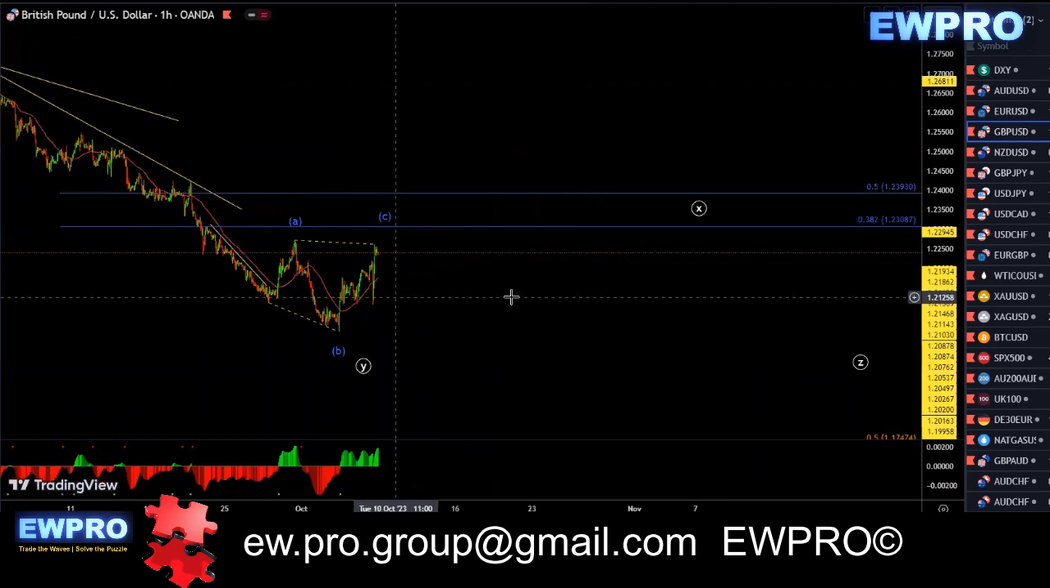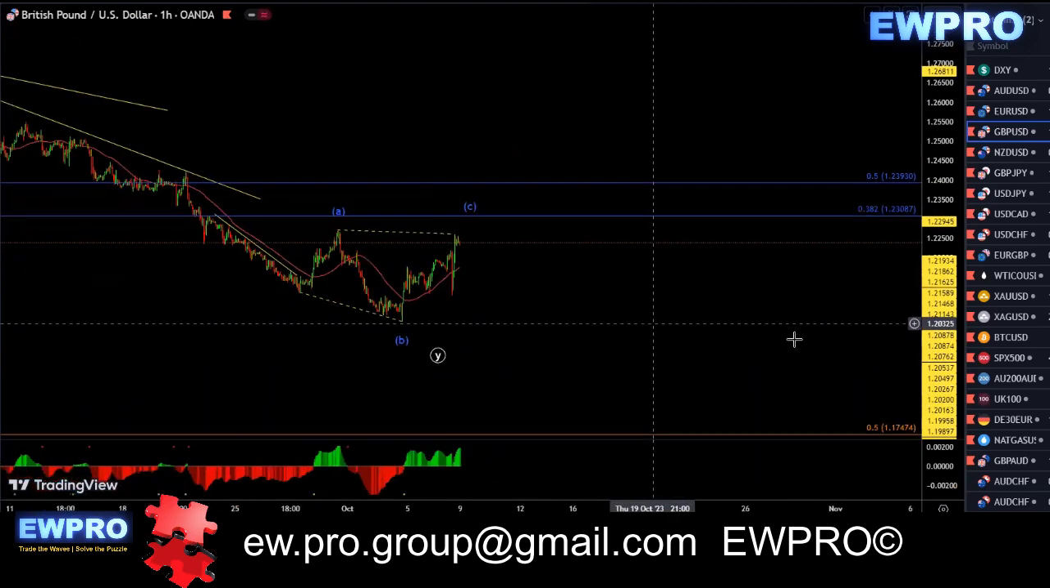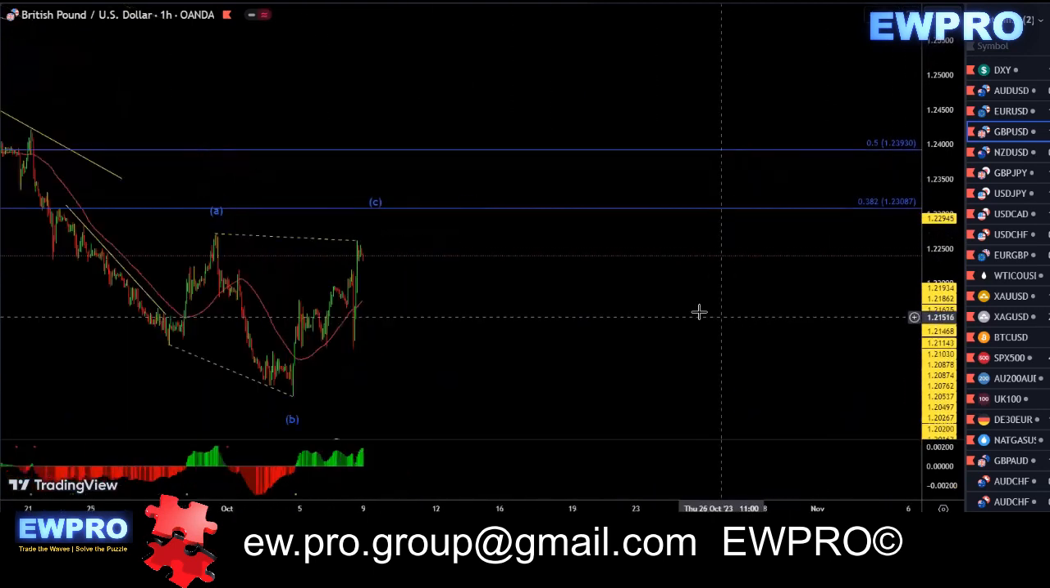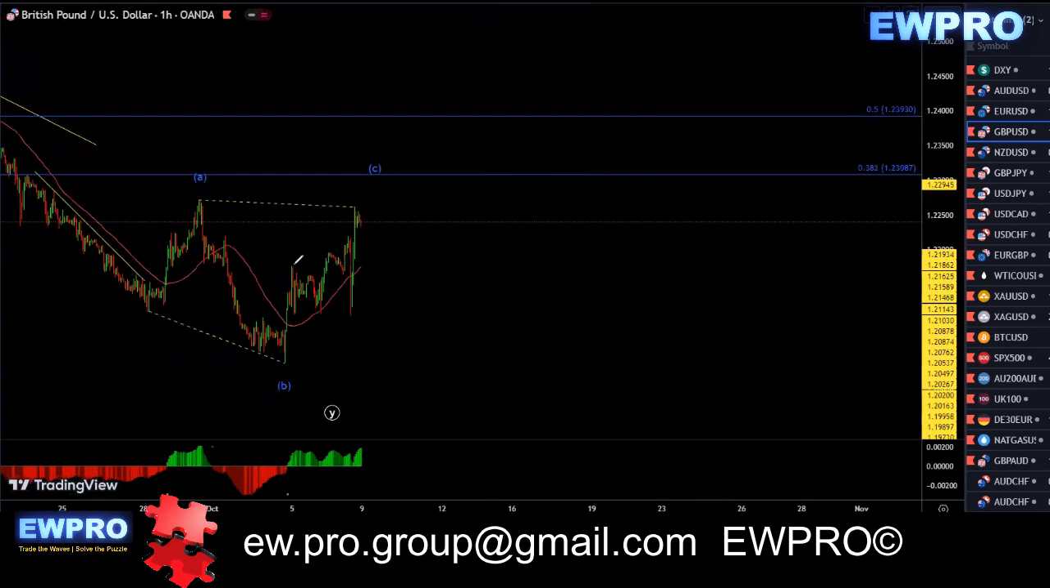So again, they're all very similar. They've all got this very similar structure as this running or expanding flat here as an A, B, C. So again, if you get a bullish setup, you can take it, but you have to be very careful and keep a tight stop, because this can be a flat and come down and break the low.